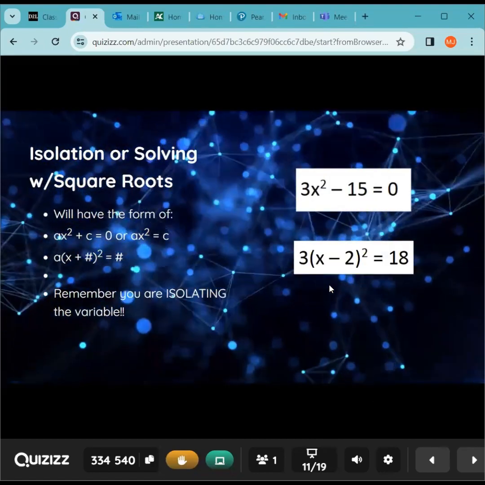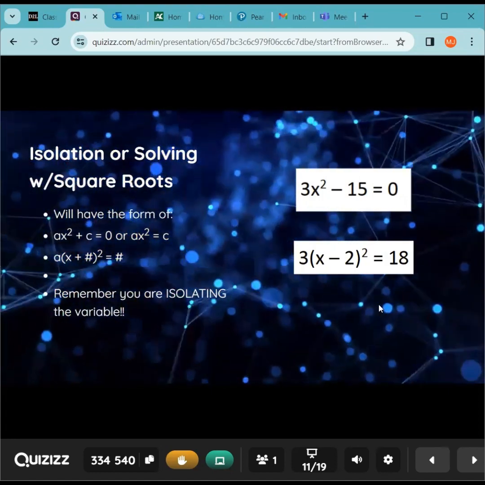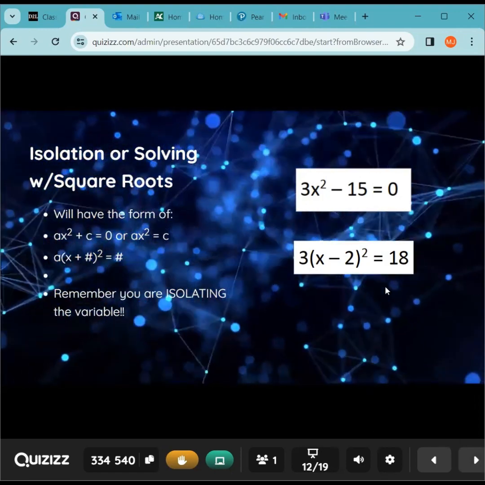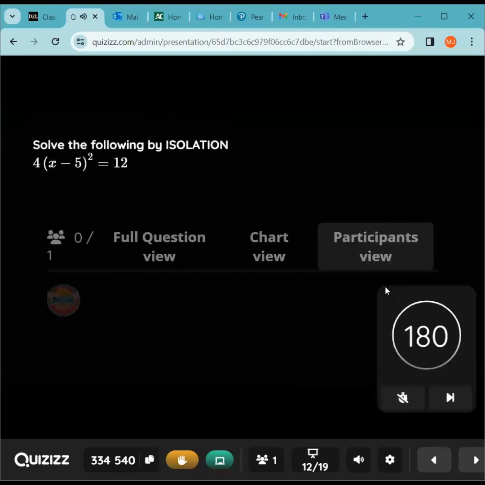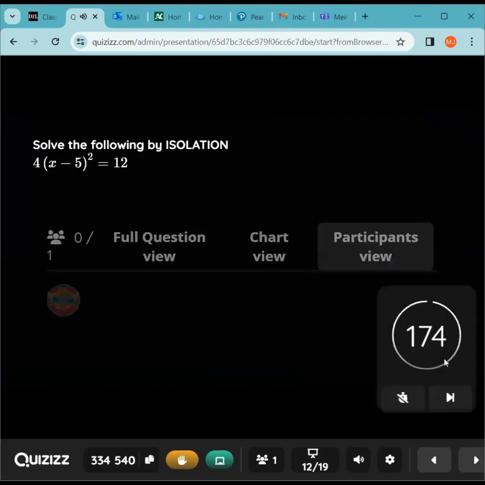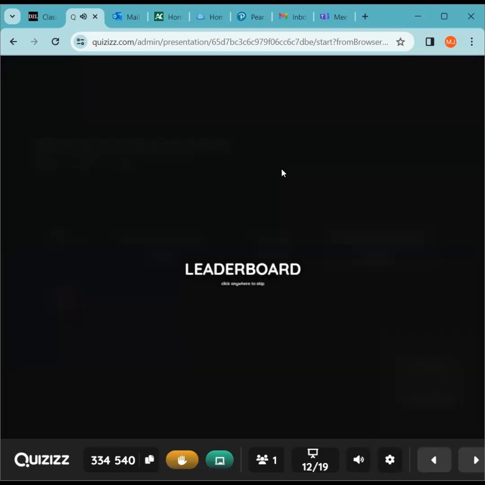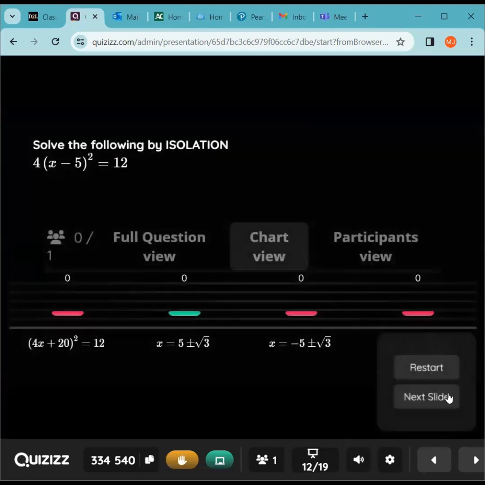Isolation, or solving with square roots, we'll have the form ax squared plus c equals 0 or x squared equals c. Remember, you're isolating the variable. So solve the following by isolation. So that would be x equals 5 plus or minus square root of 3.